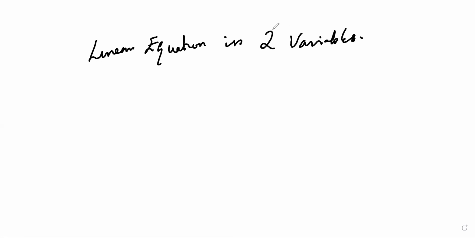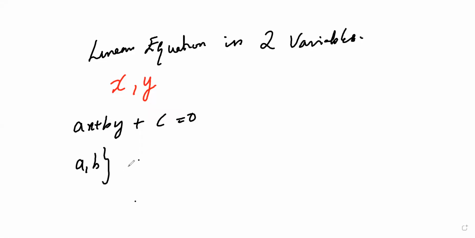Last year we studied what? Linear equation in one variable. Now two variables, x and y, are called variables. Correct. So if I take an equation something like ax plus by plus c is equal to 0, where a and b are real numbers, the condition is a not equal to 0 and b not equal to 0, because if it is equal to 0 then it is just c is equal to 0, so there is no point in writing this particular thing.